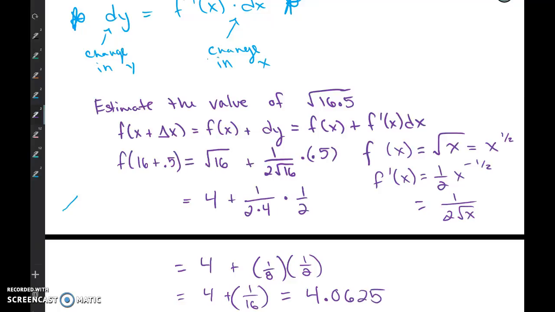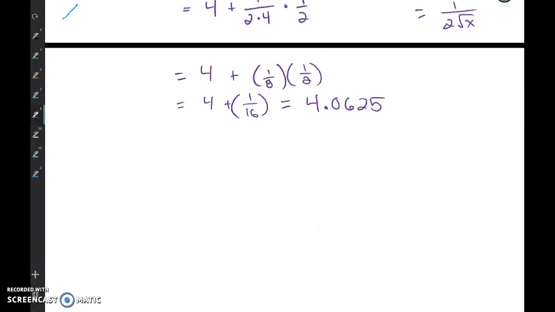So this is what we use differentials for. We use them to estimate a value when we can't compute it right off the top of our head, but we know a value near it. Alright, so I want you to try this one. And this one. Okay, so that's 2 for you to try.